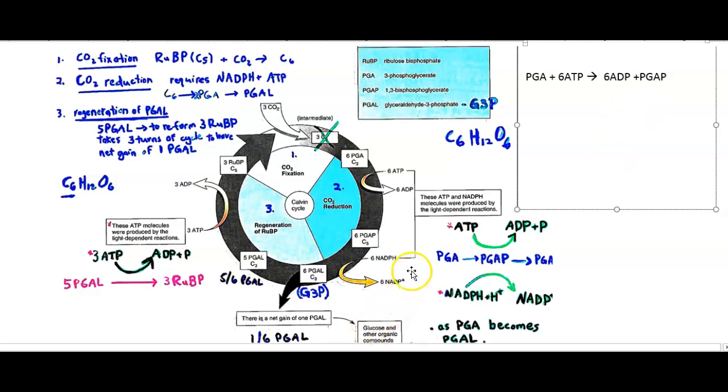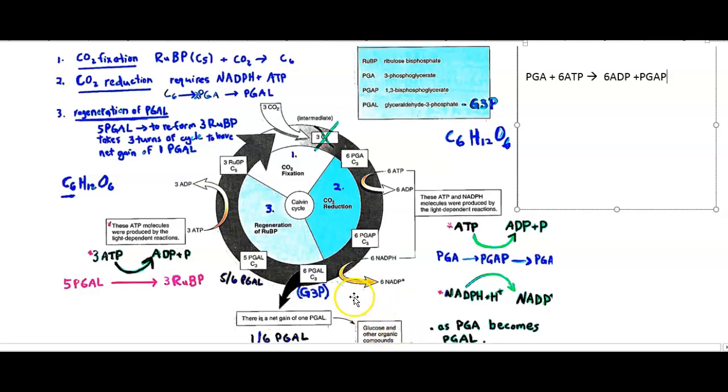And then our second part, using the NADPHs, drops off the electrons, hydrogens, and energy. Follow the arrow around. 6 NADP pluses. So we know that NADPH, what was it? Was it reduced or oxidized? Oxidized, right?